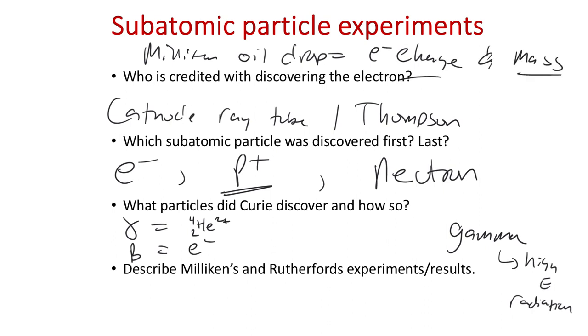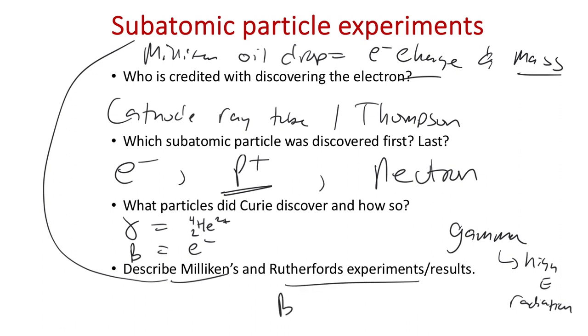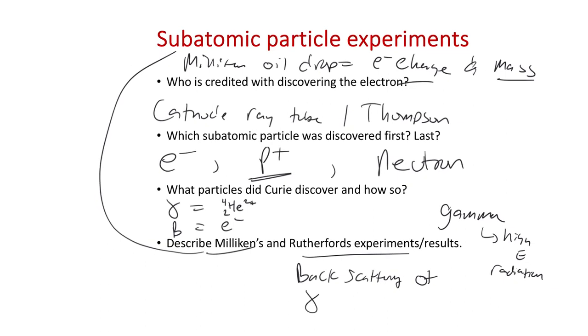The electron charge and the electron mass were discovered in the Millikan oil drop experiment. Curie discovered the radioactive pathways. And then Rutherford's experiment was the nuclear model. The atom came about from shooting the alpha particles from Curie's experiment at a thin sheet of gold foil and seeing backscattering. So Rutherford's experiment saw the backscattering of the alpha particles.